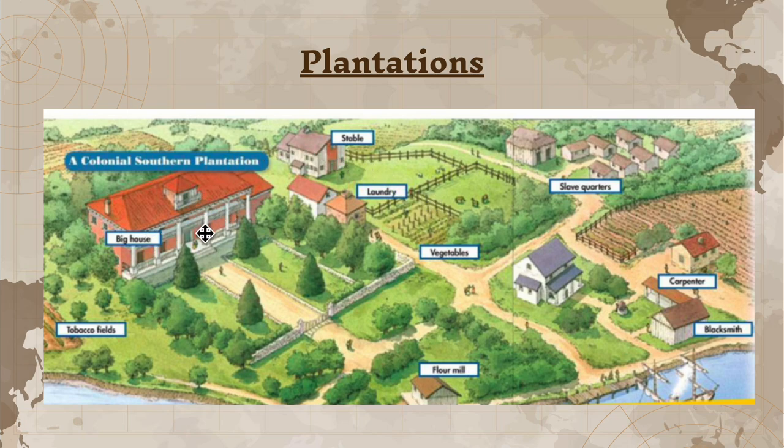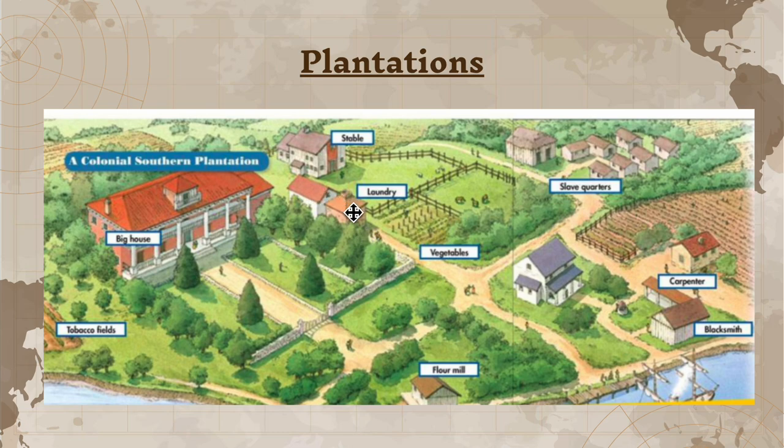So here's the big house where the owner of the plantation would live. You can see the fields that are surrounding it that the enslaved people would be forced to work. Here we have a barn and a stable, where the horses, animals, and livestock are kept, which means you have dairy production, so they have their own milk. I'm sure they have their own eggs.